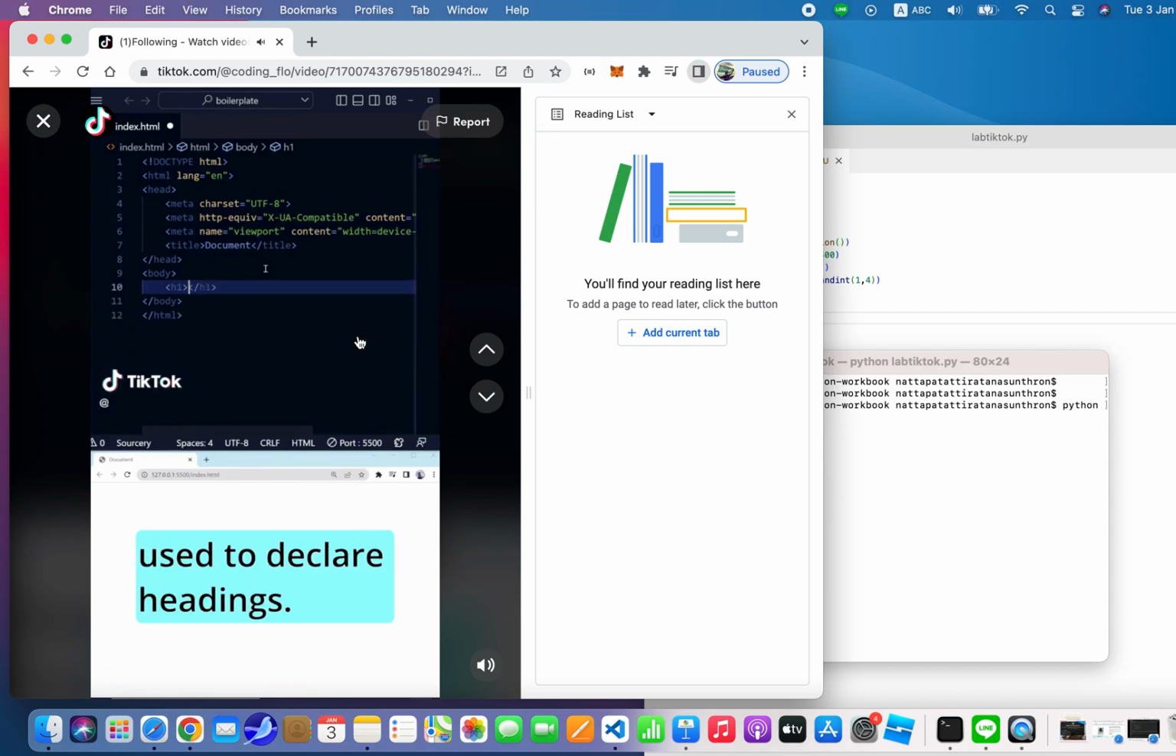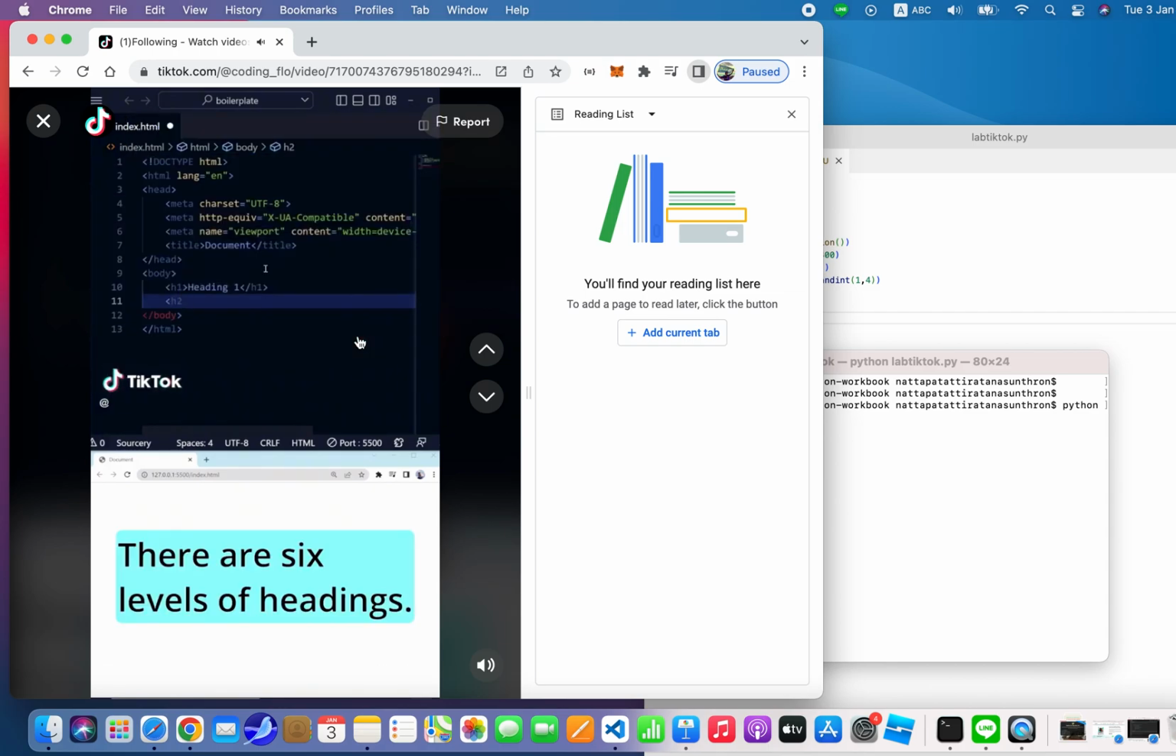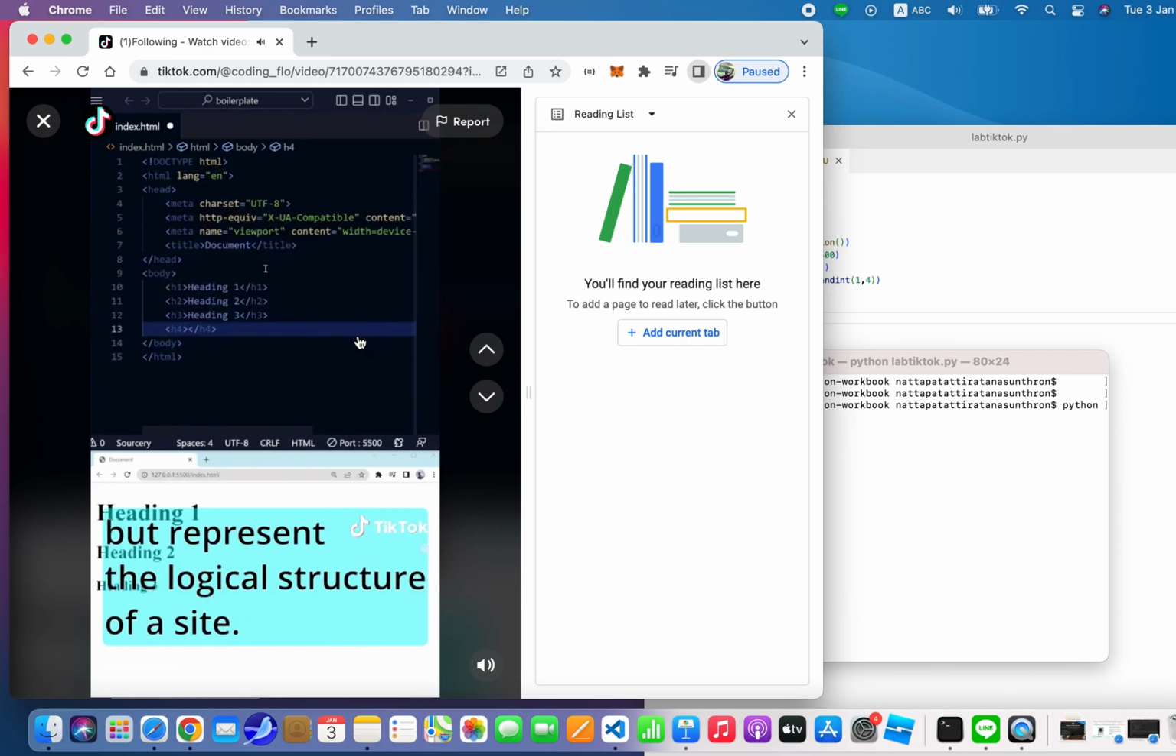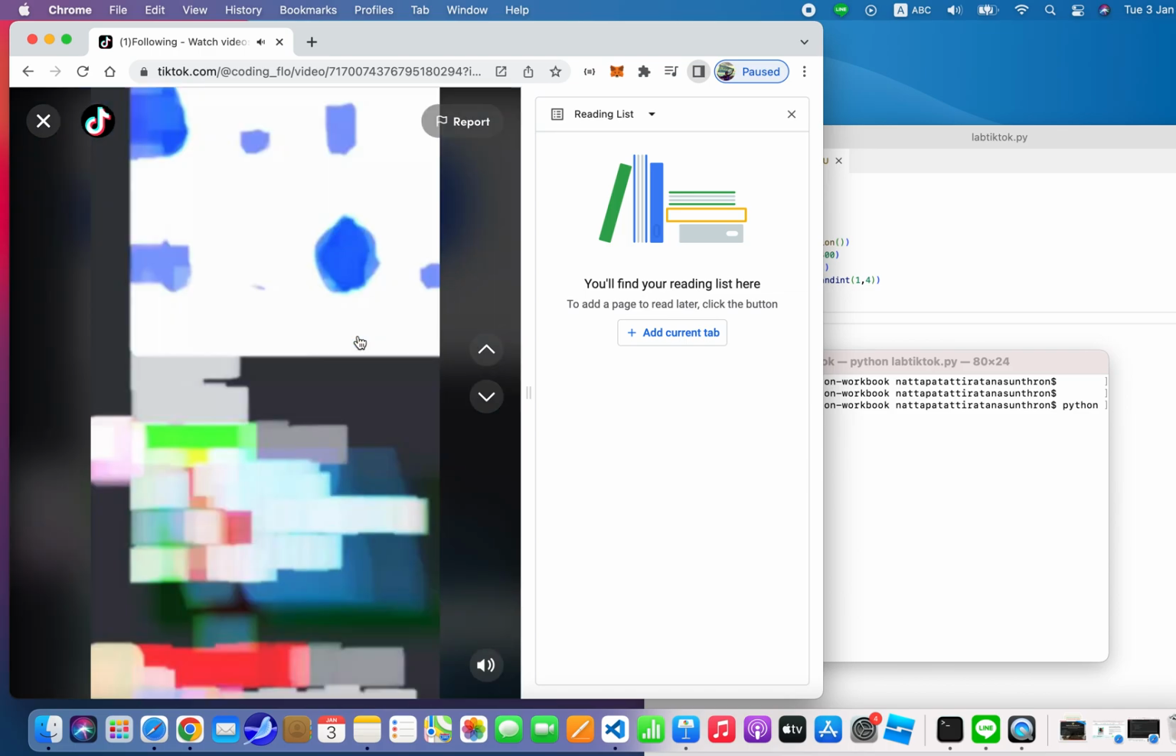The h tag in HTML is used to declare headings. There are 6 levels of headings. They are not just important for styling but represent the logical structure of a site and are important for people.